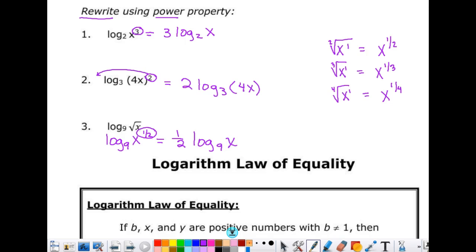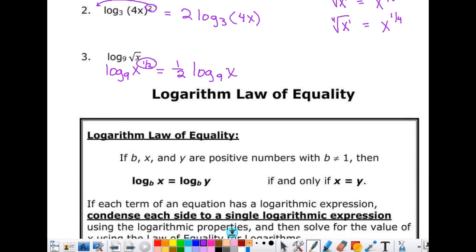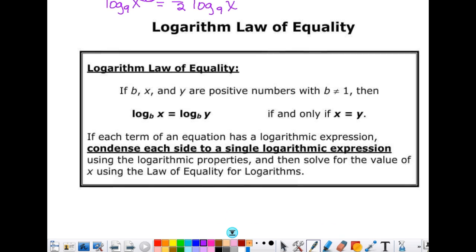Okay, so we had a little bit of practice moving the powers around. Then there's the logarithm law of equality. B, x, and y are all positive. If the bases are the same, and they are, they're both b's, then you can just say that the x's and the y's are the same. So you basically get rid of the logs if you have logs on both sides. That's what we're doing today.